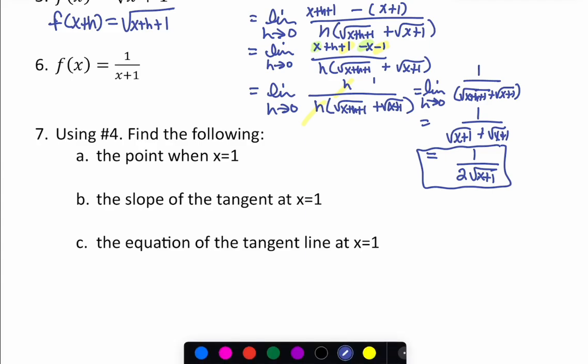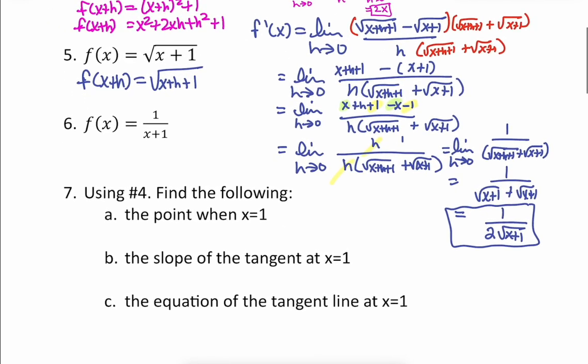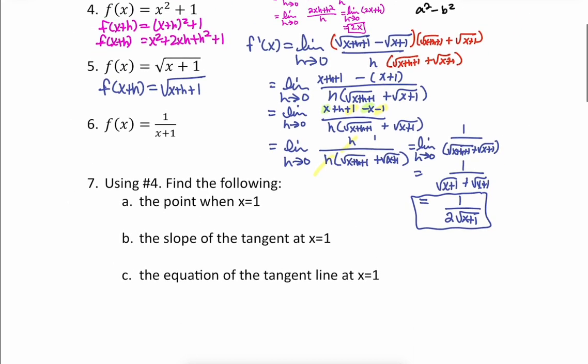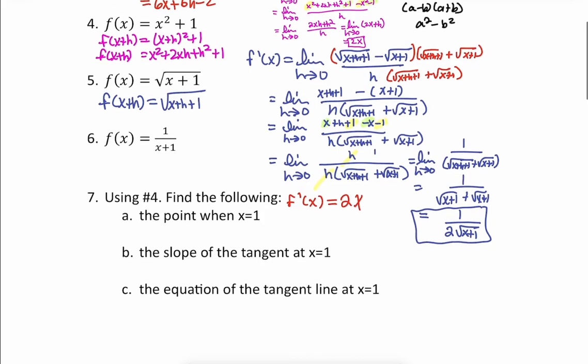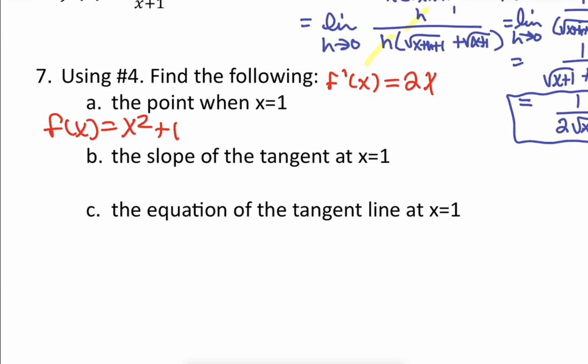Okay, let's talk about number 7 for a minute. Using number 4, can somebody tell me what was the derivative we found for number 4? So I can write it here. What was the derivative? 2x. Okay. Now, I'm going to also write my equation so we have it. Okay. So it says, using number 4, find the following.